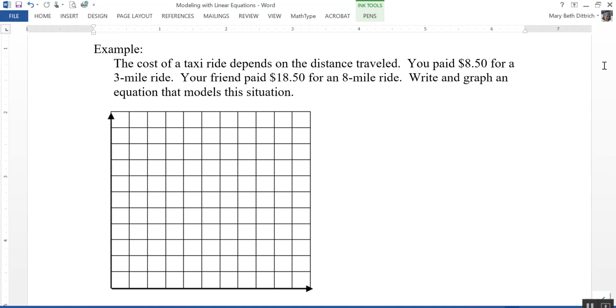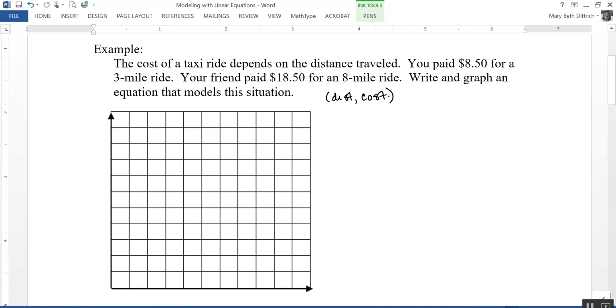So the first thing I like to do when I have a problem like this is figure out which is the independent and which is the dependent variable. Since the cost of your taxi ride depends on the distance you traveled, your independent is going to be your distance, and your dependent is going to be your cost.